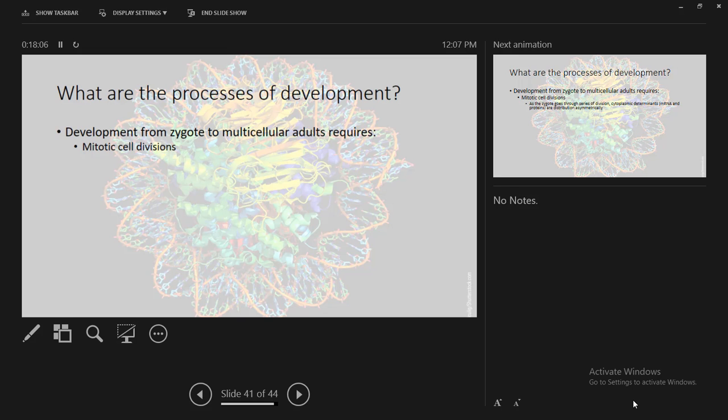And so why do we need a lot of that? Well, the zygote is a single cell. And if you are going to make a multicellular organism, you need more than a single cell, right? And if you're going to have a good multicellular organism, those cells should be pretty much genetically identical. And so that's what mitosis does for us.